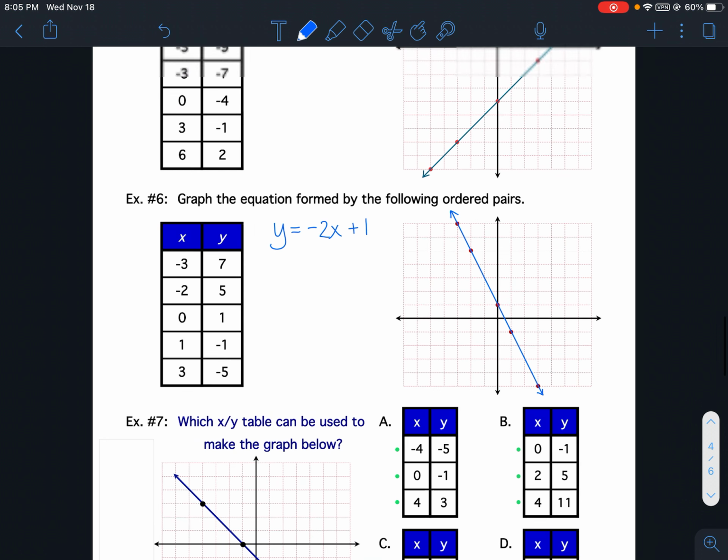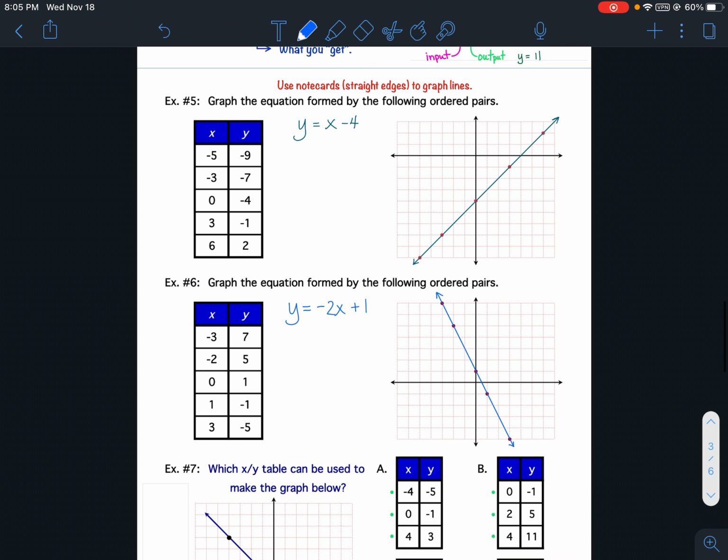The only thing I want you to recognize here is, notice up in example 5, the x was positive. That line went upward. In example 6, the x is negative. That line is going downward. And when I say upward and downward, you look at the lines and you go from left to right. So in number 5, going from the left point to a right point, it's going upward. In example 6, going from a left point to the right point, it's going downward.